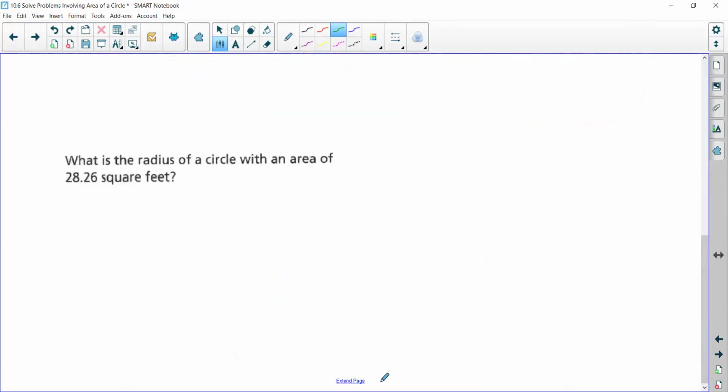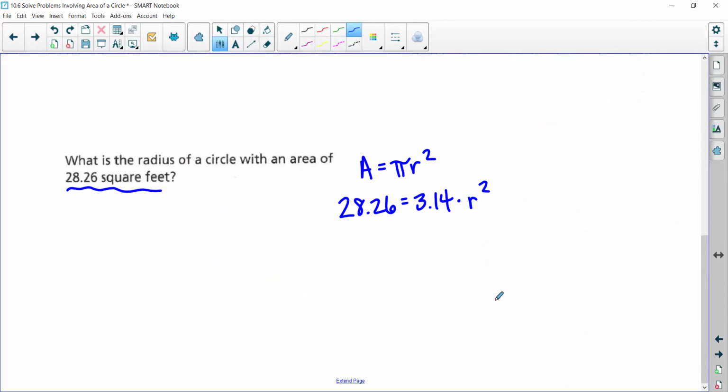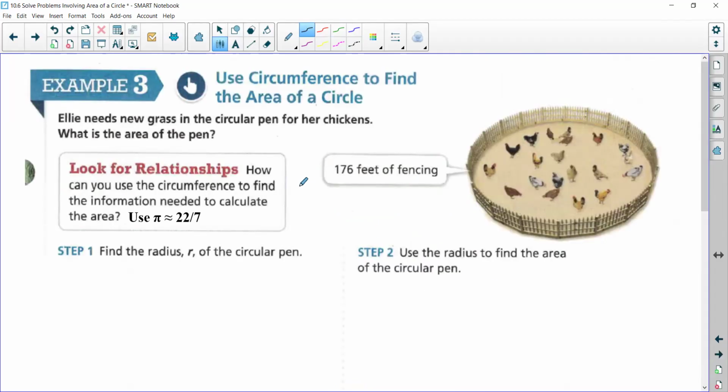This problem is very similar. What is the radius of a circle that has an area of 28.26 square feet? Area is pi r squared. We're told the area is 28.26. That's equal to 3.14 multiplied by r squared. Again, we would have to divide by 3.14 on both sides, then do the square root to get r by itself. So 28.26 divided by 3.14, I get 9 equals r to the second power. Again, I'm trying to find r, so I do the square root. I get r equals 3. Unlike the previous problem, this one specifically asked for the radius, so we're done. Radius is 3.